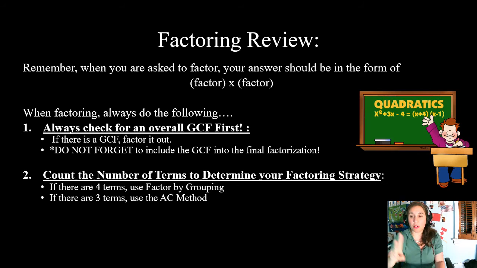Second, you're counting the number of terms, and based on how many terms are in that polynomial is the method you will use. So today we're going to be looking at trinomials, so we're going to, of course, be using the AC method because we're going to be looking at polynomials that have 3 terms.